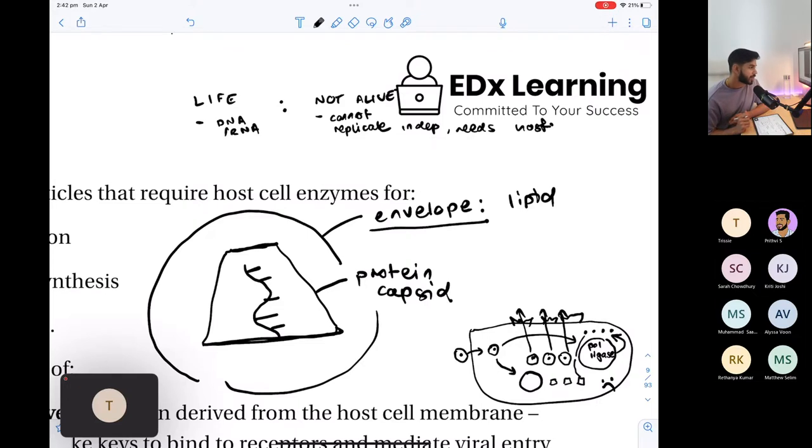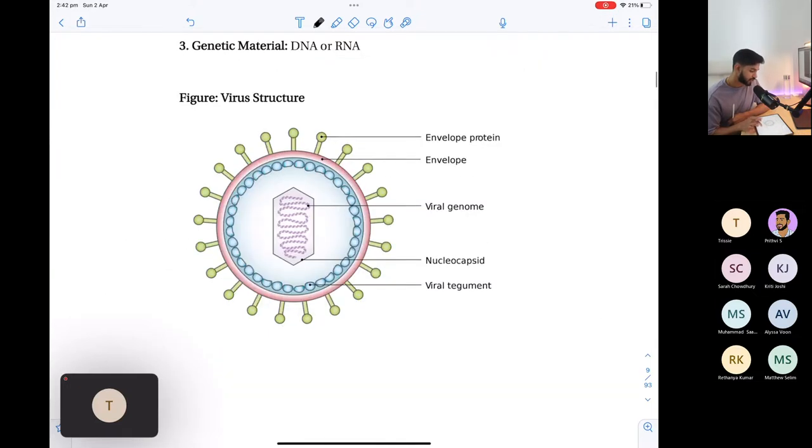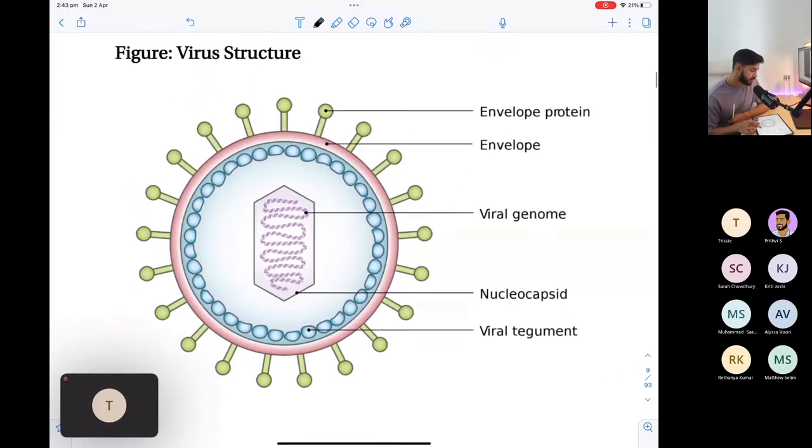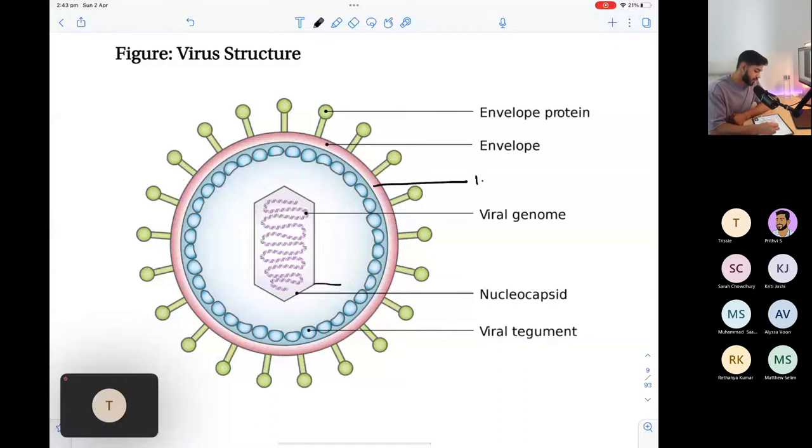Any questions about how a virus works? Let me just show you an image. This is a beautiful image showing you exactly what a virus looks like. So remember, this is the genetic material we said. This is a protein capsid. This is a lipid envelope. Remember, it's made out of lipid and it's an envelope.